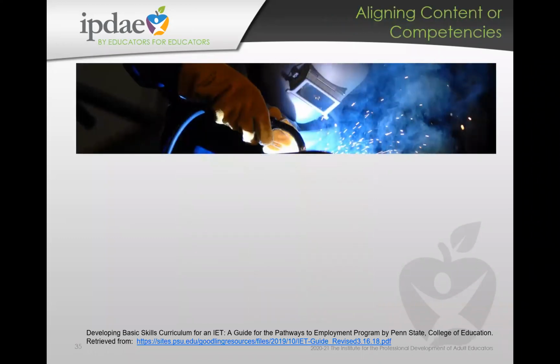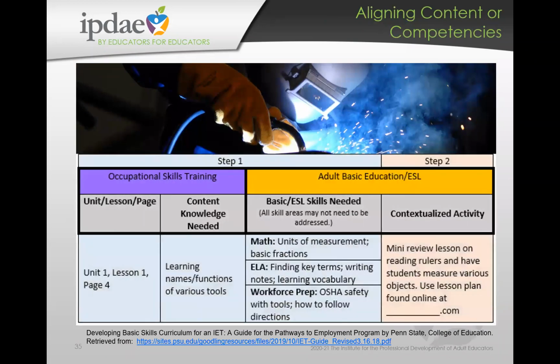Now, here's a little sample of an aligned competency. This one is in the manufacturing industry, in welding. What we normally do is take the knowledge content that they're supposed to learn in the career technical program, in this case welding, and align that with the basic skills that are critical to the content knowledge they cover in CTE.